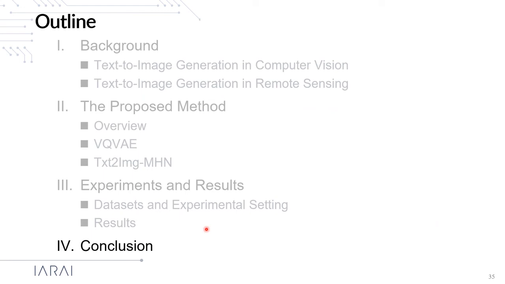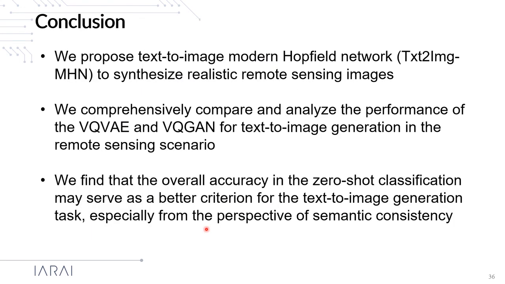Finally, I will make a brief summary for this talk. In this study, we propose a text-to-image modern Hopfield network to synthesize realistic remote sensing images. We further comprehensively compare and analyze the performance of VQVAE and VQGAN for text-to-image generation in a remote sensing scenario. We also find that the overall accuracy in zero-shot classification may serve as a better criterion for the text-to-image generation task, especially from the perspective of semantic consistency.